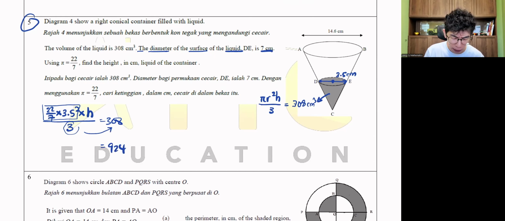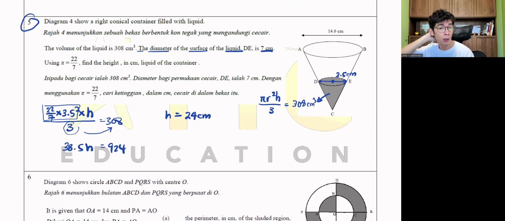22/7, it's just the formula that matters. So if you know the formula, everything will be super easy already. This will be 38.5 H. Therefore, H equals 924 divided by 38.5. Your answer will be 24 cm. Done. That's all. It's a very simple question. Probably you get 3-4 marks for the height of the liquid.